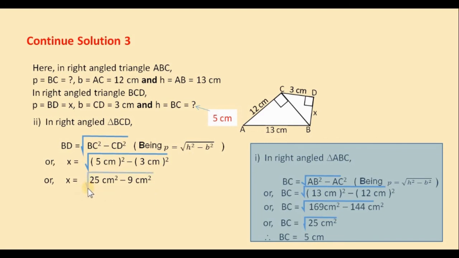Therefore, X is equal to square root of 25 square centimeter minus 9 square centimeter, or X is equal to 16 square centimeter. 25 minus 9 is 16. Therefore, x is equal to square root of 16 square centimeter. The square root of 16 square centimeter is 4 centimeter. Therefore, x is 4 centimeter.